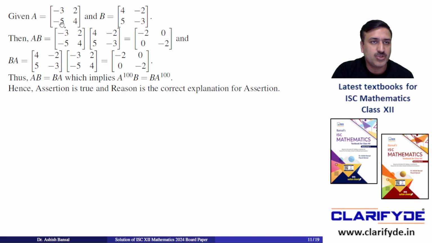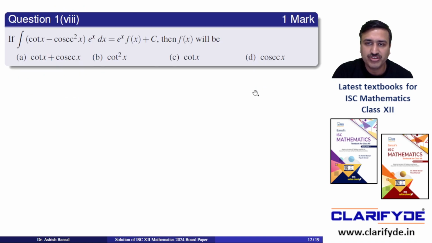Also we are given that A equal to this matrix and B equal to this matrix, then AB equal to this and BA equal to this. We have already shown that the reason is true. So taking n equal to 100, we get A raised to power 100 into B equal to B into A raised to power 100. Hence the assertion is true and the reason is the correct explanation for the assertion.